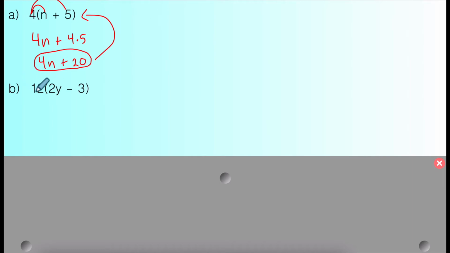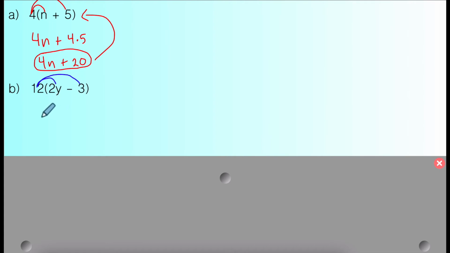So we're going to multiply the outside number by everything inside of the parentheses. Why? Because that's what it says. It says 12 times 2y minus 3. Remember, anytime you've got a number that's just directly next to something else, for example, here I've got 12 just right next to the parentheses, even though there's not an operation written in there, in math we know that that means there's multiplication happening. 12 times this whole thing. So I'm going to distribute 12 times 2y, 12 times 3.